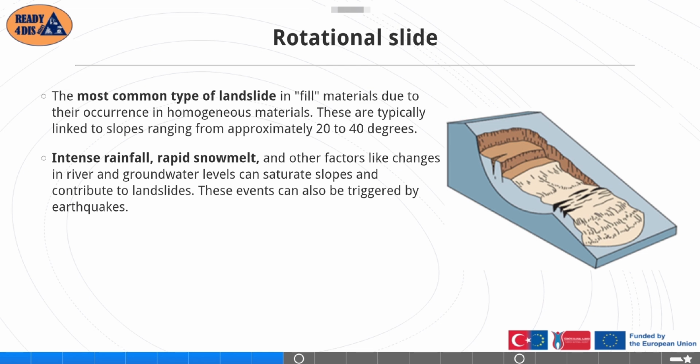This type of movement occurs primarily in structurally homogeneous soils and is typically associated with slopes between 20 and 40 degrees. During movement, the ground mass rotates and slides downward along a circular or concave surface. Such landslides are often triggered by intense rainfall, rapid snowmelt, or sudden changes in groundwater levels. Saturation of the soil weakens the sliding surface and increases the risk of failure. Earthquakes can also disturb the existing stress balance and accelerate the development of rotational slides.